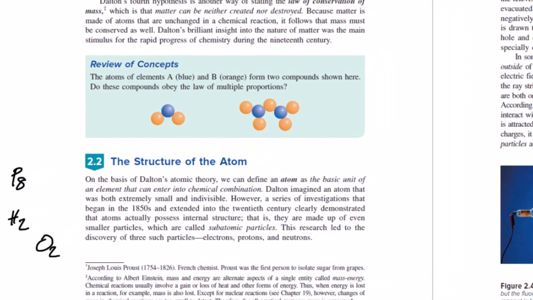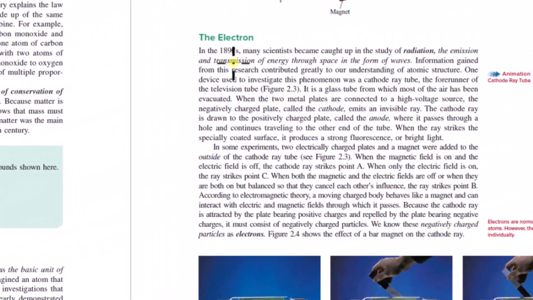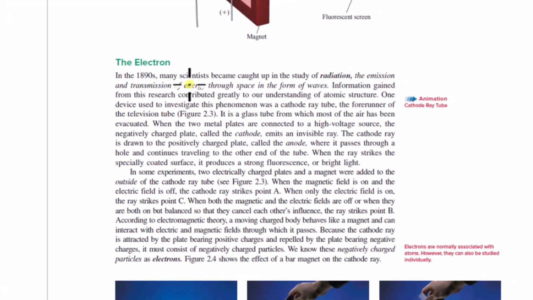Okay, so first was the discovery of the electron. In the 1890s, many scientists became caught up in the study of radiation, the emission and transmission of energy through space in the form of waves. With light coming from the sun, for example, or from red hot material, there's this light and even heat that comes from matter. That's something else that they were curious about. What exactly is light? What exactly is heat? Heat that permeates through space. They could tell it was energy.